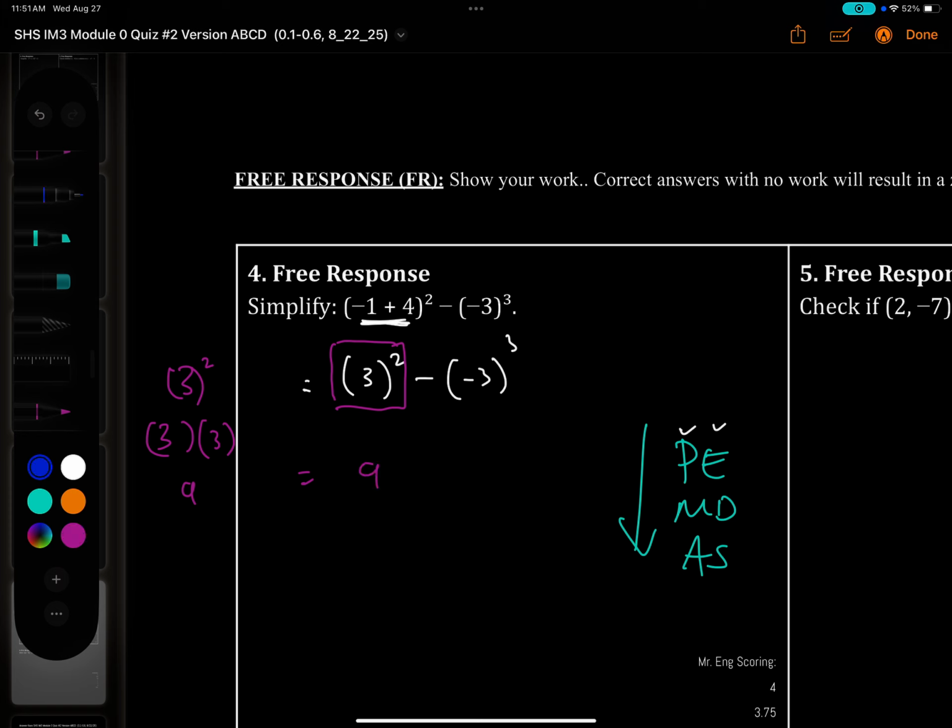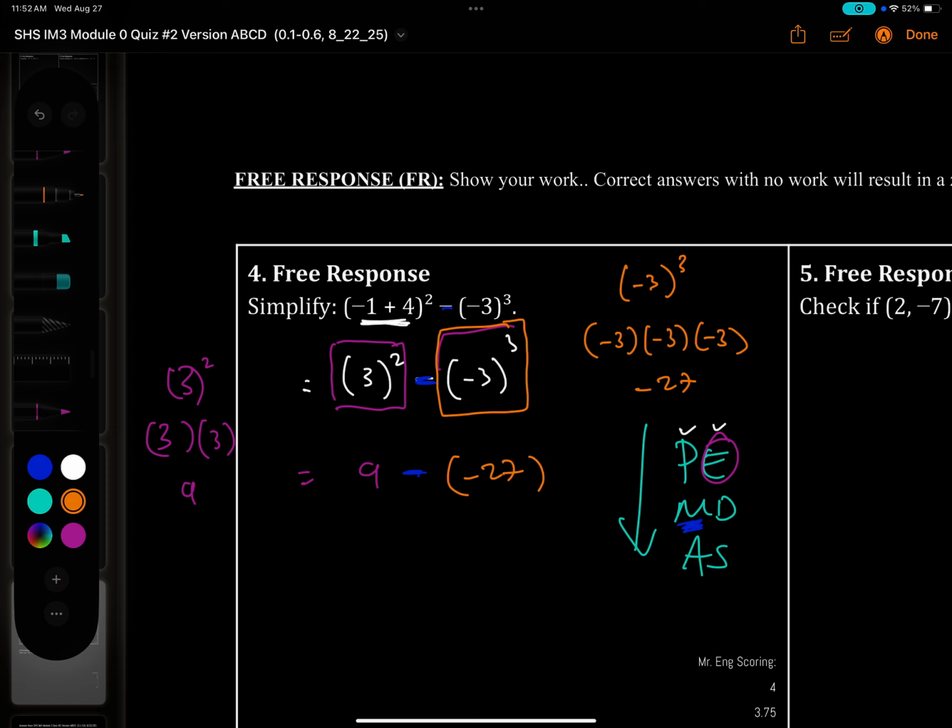Okay, I'm going to try to highlight this in a different color. This one is minus, but we don't distribute because that distributing is multiplication. What we're doing here first is exponents. So this is what we're doing here. Negative 3 to the 3rd power is negative 3 times negative 3 times negative 3. This would give us negative 27. So you have 9, and then this would become plus 27. Then our answer is 36.